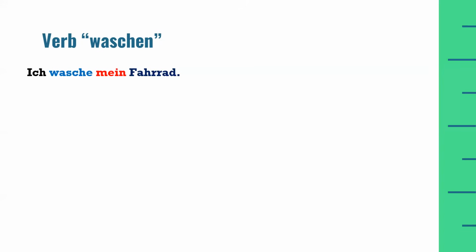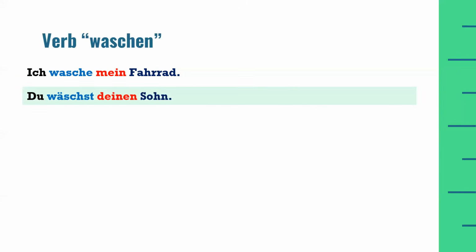Ich wasche mein Fahrrad. I wash my bicycle. Now, in this sentence, ich is the subject of the sentence. It is at first position. The verb waschen comes at second. Our bicycle is being washed. Therefore, it is the object of the sentence, and the object of a sentence is always accusative. Therefore, here the possessive pronoun for Fahrrad will be taken from accusative, which is mein. So, ich wasche mein Fahrrad.